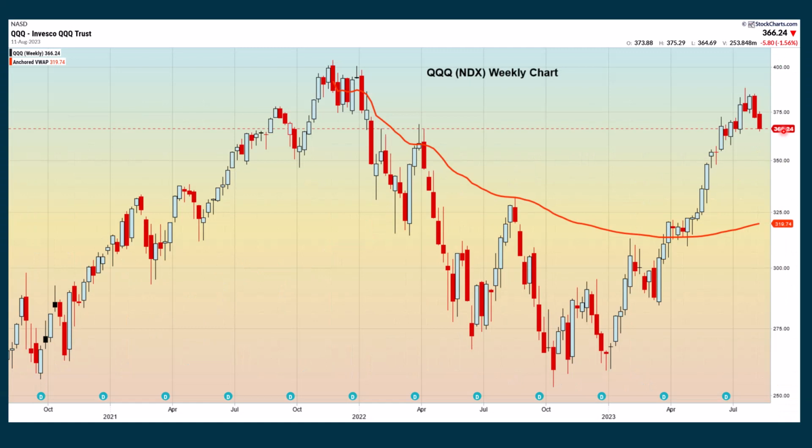We also keep an eye on the weekly chart of the QQQs with an anchored moving average going back to the all-time high. Even with the declines that we're seeing, we're well above this line.